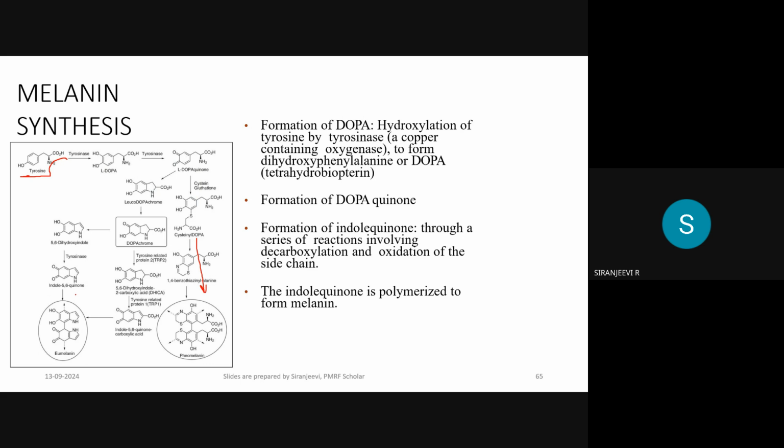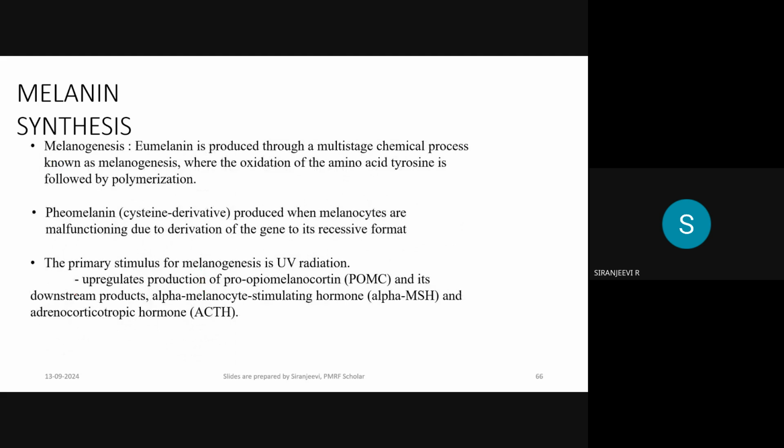So these are the two different mechanisms people have seen: tyrosine is converted to pheomelanin when the cysteine levels are high, and when cysteine is not there, it will be converted to eumelanin. This is usually produced in a multi-stage chemical process known as melanogenesis, where the oxidation of the amino acid tyrosine is followed by polymerization.